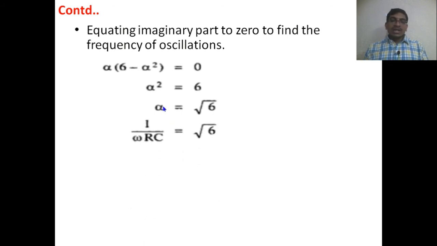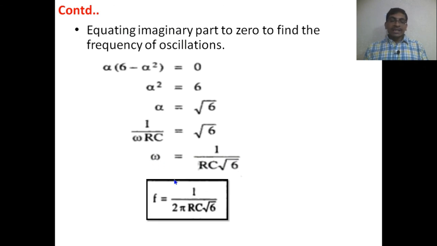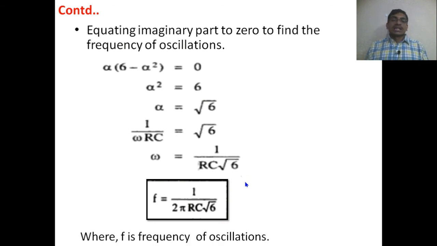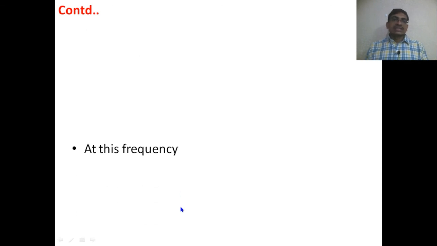And what is alpha? We assumed alpha is equal to 1 by omega RC. Therefore 1 by omega RC is equal to root 6, and omega is equal to 1 by RC root 6. Here omega can be written as 2 pi f. Therefore f is equal to 1 by 2 pi RC root 6, which is the equation for frequency of oscillations of an RC phase shift oscillator, where f is the frequency of oscillations. By using this formula, we can calculate the frequency of oscillations.